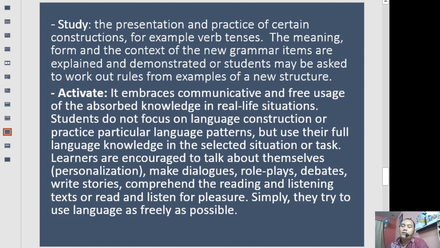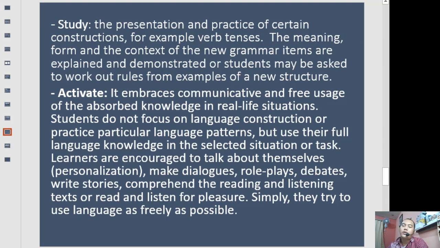This element describes the exercises and activities which are designed to get students to use the language as communicatively as they can. The activate element embraces communicative and free usage of the absorbed knowledge in real-life situations. It does not focus on the accuracy of specific bits of language. During activate, students do not focus on language construction or practice particular language patterns, but use their full language knowledge in the selected situation or task.